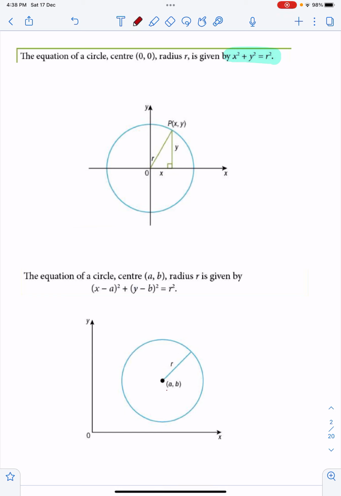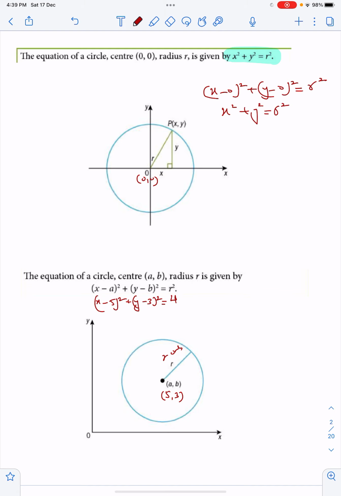Assuming the value of a is 3 and the value of b is 5, or you can take it to be (5, 3), the equation of the circle will be (x minus 5) squared plus (y minus 3) squared equals the radius squared. Assuming the radius is 2 units, it will be 4 here. That is why, when the origin is the center, this point is (0, 0), so (x minus 0) squared plus (y minus 0) squared equals the radius squared. x minus 0 is x only, so that's why we write x squared plus y squared equals r squared.